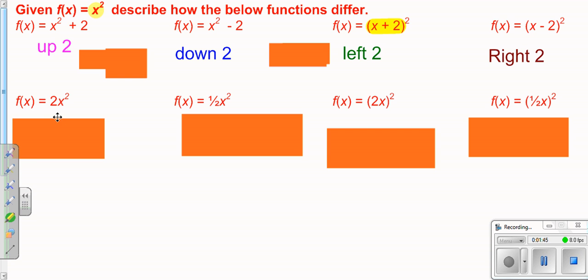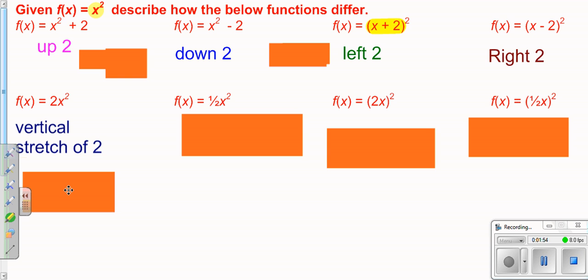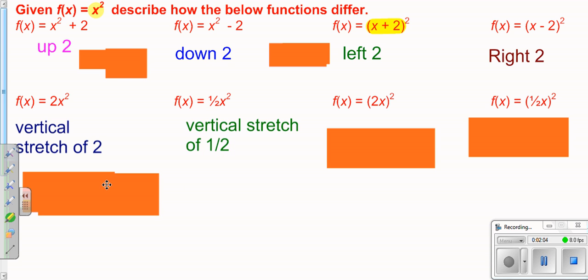If I put a number in front of my squared, I'm still going to have my original parabola, and then it's going to go ahead and multiply everything by 2. In other words, it's going to be a vertical stretch of 2. Here I'm still going to have my original parabola, but now it's going to take all those outputs, the y values, and take half of them, so it's going to be a vertical stretch of a half.